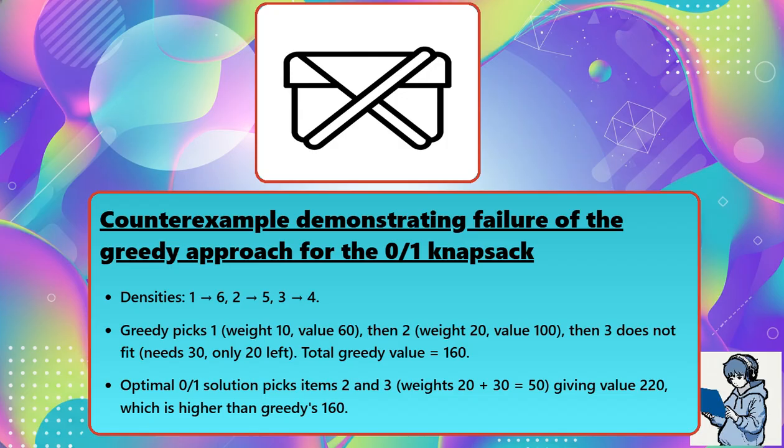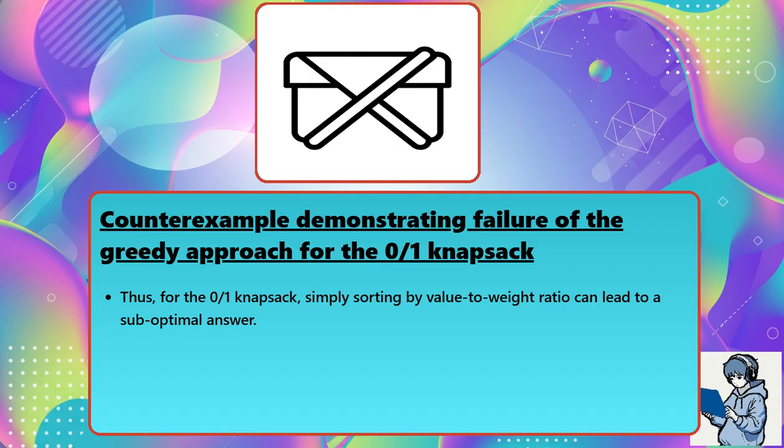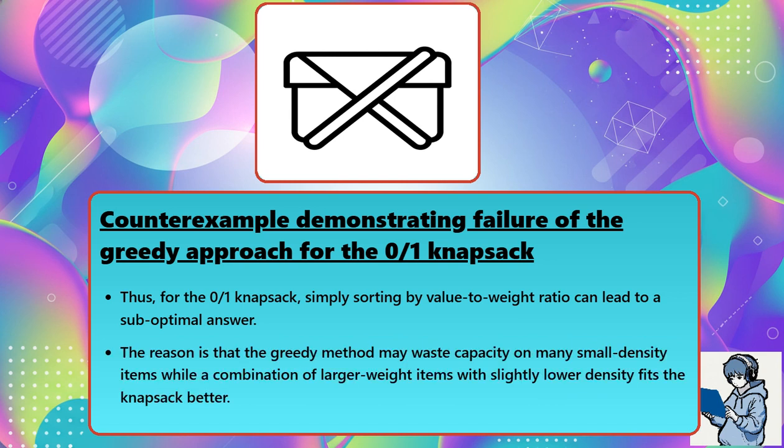The optimal 0-1 solution picks items 2 and 3. Weights 20 plus 30 equals 50, giving value 220, which is higher than greedy's 160. Thus, for the 0-1 knapsack, simply sorting by value to weight ratio can lead to a suboptimal answer. The reason is that the greedy method may waste capacity on many small density items, while a combination of larger weight items with slightly lower density fits the knapsack better.